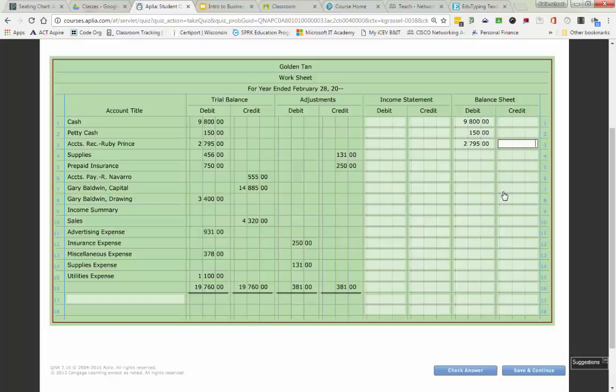Now supplies. Seth, what type of an account? So is it going to go on the income statement or the balance sheet column? Yep. So we have something a little bit different though with our supplies, because I have on trial balance $456, and then if I look at the adjustments, I have a credit here of $131. So I have a debit and I have a credit. Does that mean do I add or subtract? Subtract. So I have to find my new balance of supplies, which should be $3,025. Would you agree?